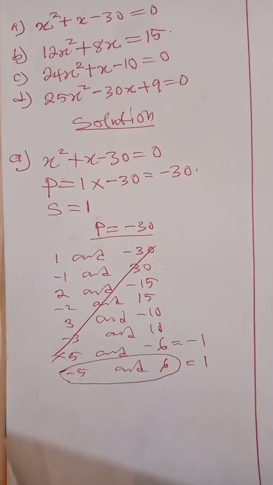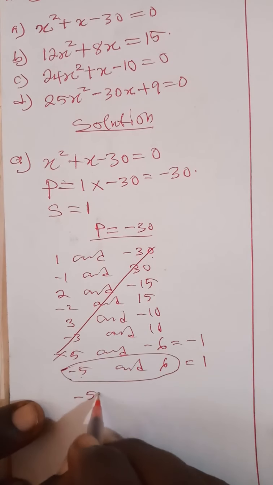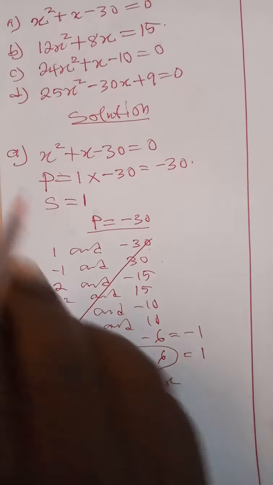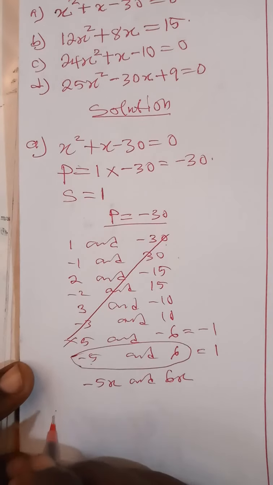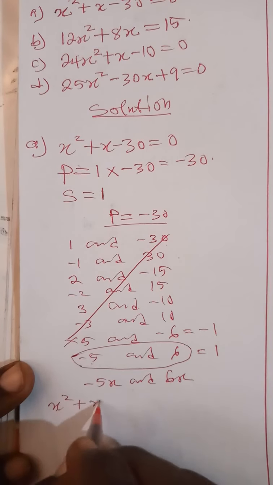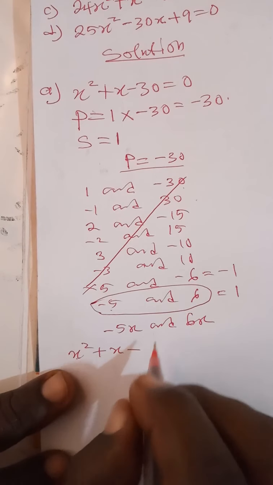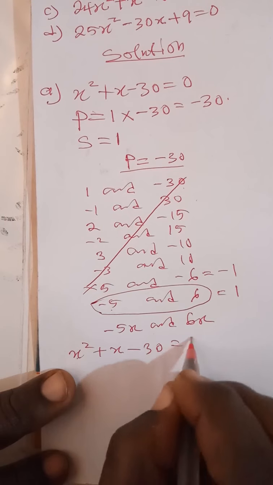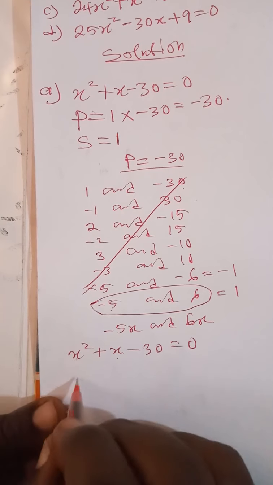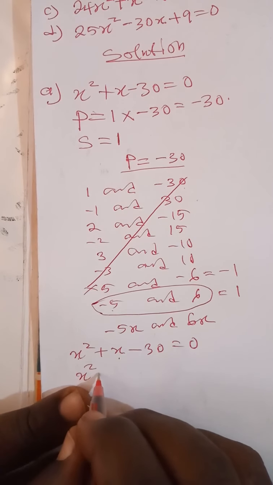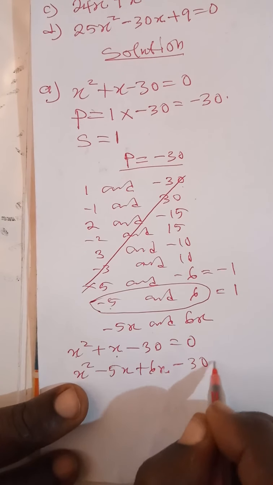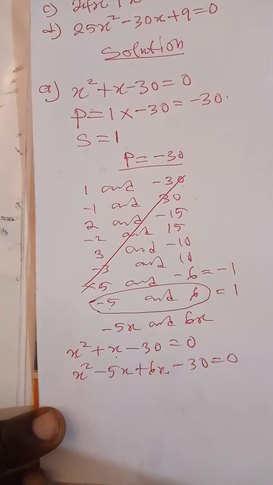So it means now that I can have minus 5x and 6x. These are the factors that can fit in. So I can go back to the equation and replace x by this. So I'm going to have x squared plus x minus 30 equal to 0. So I will now replace this plus x by minus 5x plus 6x, because it will still give me the same thing. So minus 5x plus 6x. So my minus 30 is still there. See that? This is cool, right?